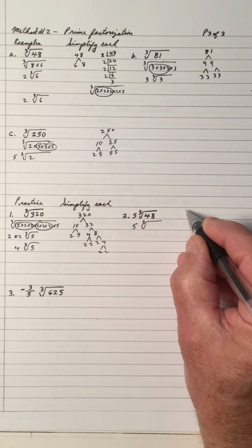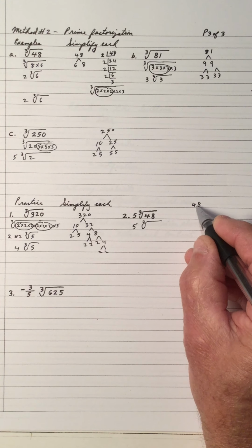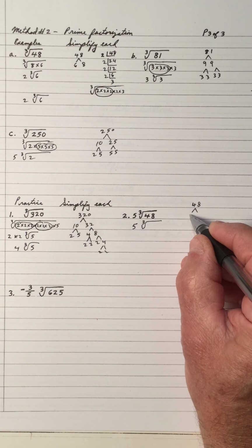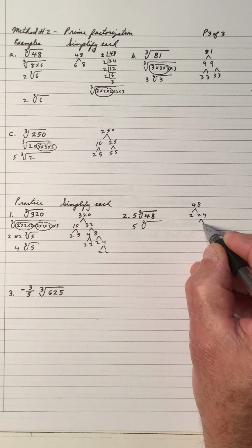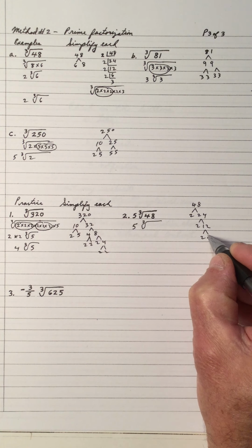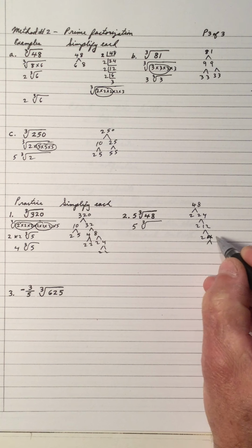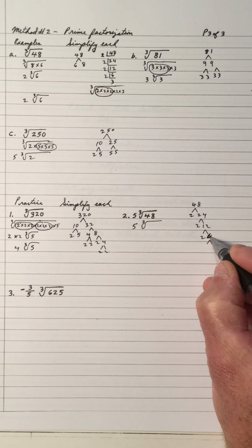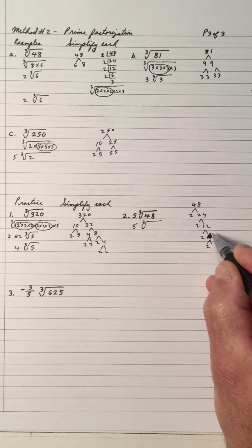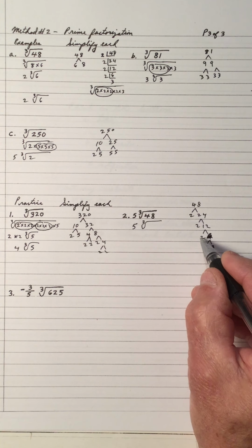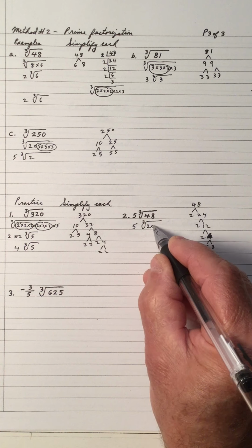And I see, again, prime factorization. I can go 6 times 8. I can go 2 times 24, which is 2 times 12, which is 2 times 4, which is 2 times 6, which is 2, that's a 6 there. 6, 2 times 3. So that's 1, 2, 3, 4. There's 4 2's.